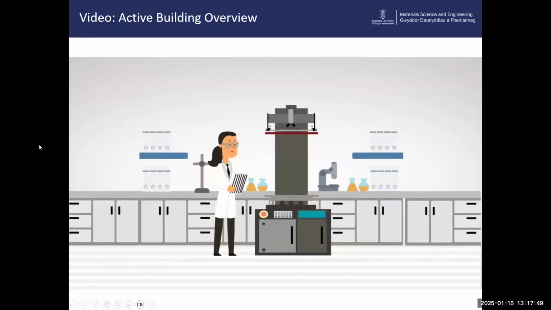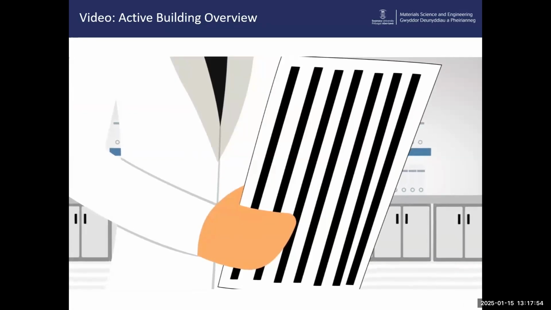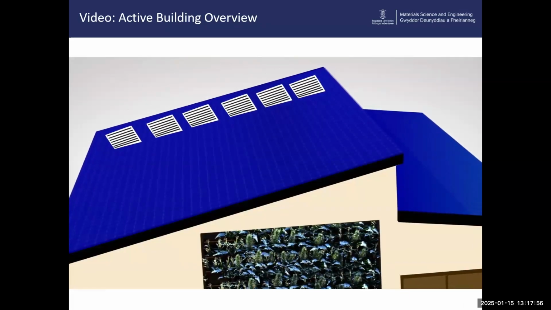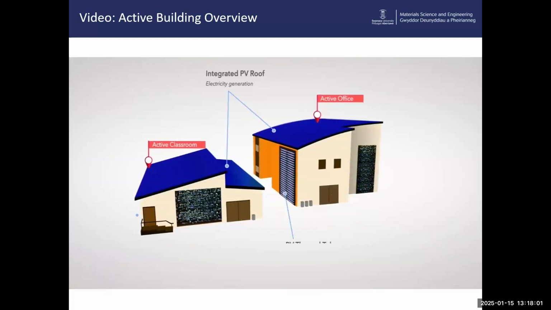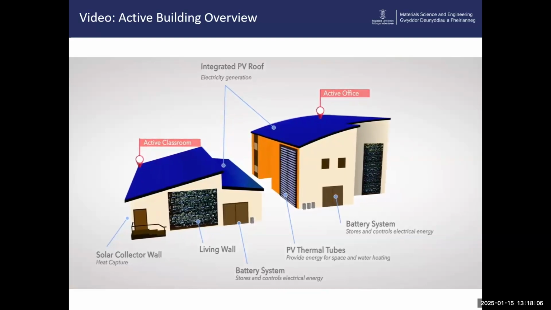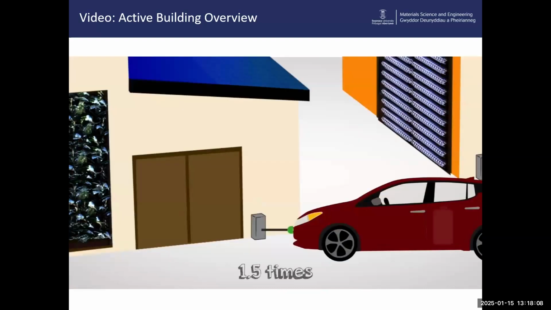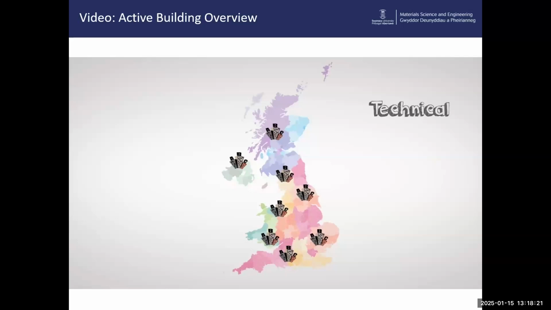SPECIFIC staff develop technology from the lab to full building scale. They've designed 2 demonstration buildings to show how technologies can be integrated into a building to generate, store and release heat and electricity in one system. In its first year, the active classroom generated 1.5 times the energy it used. The excess goes to charge electric vehicles or to the local electricity network. To make a difference, we need many buildings like this. That's not only a technical challenge, but a political, social and economic one.